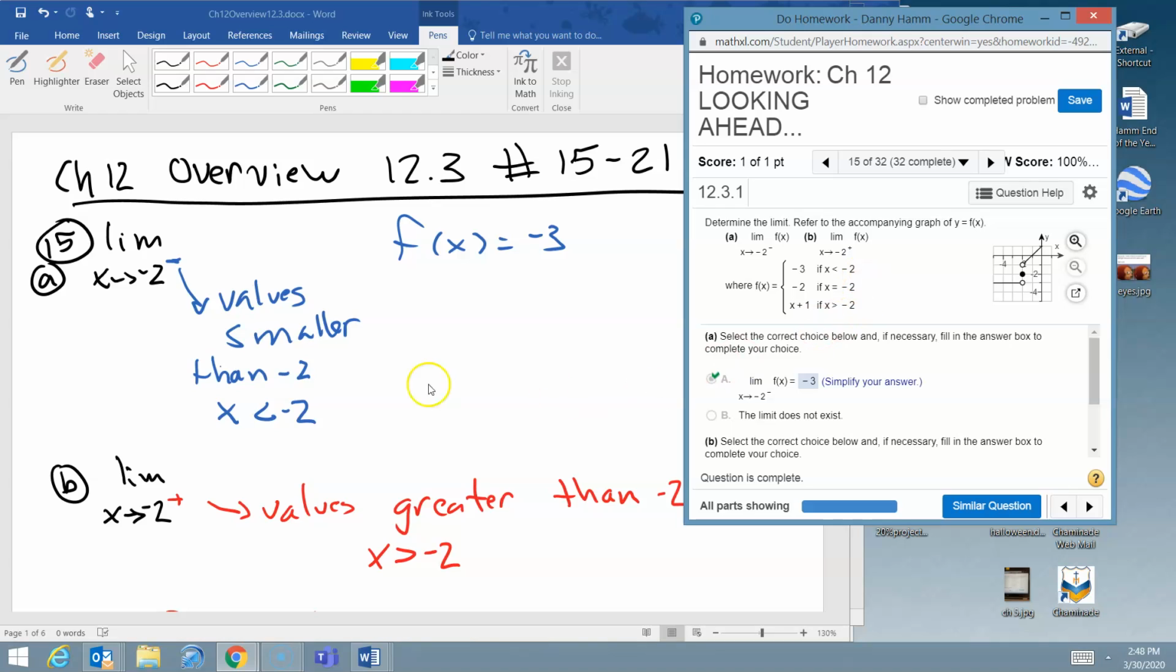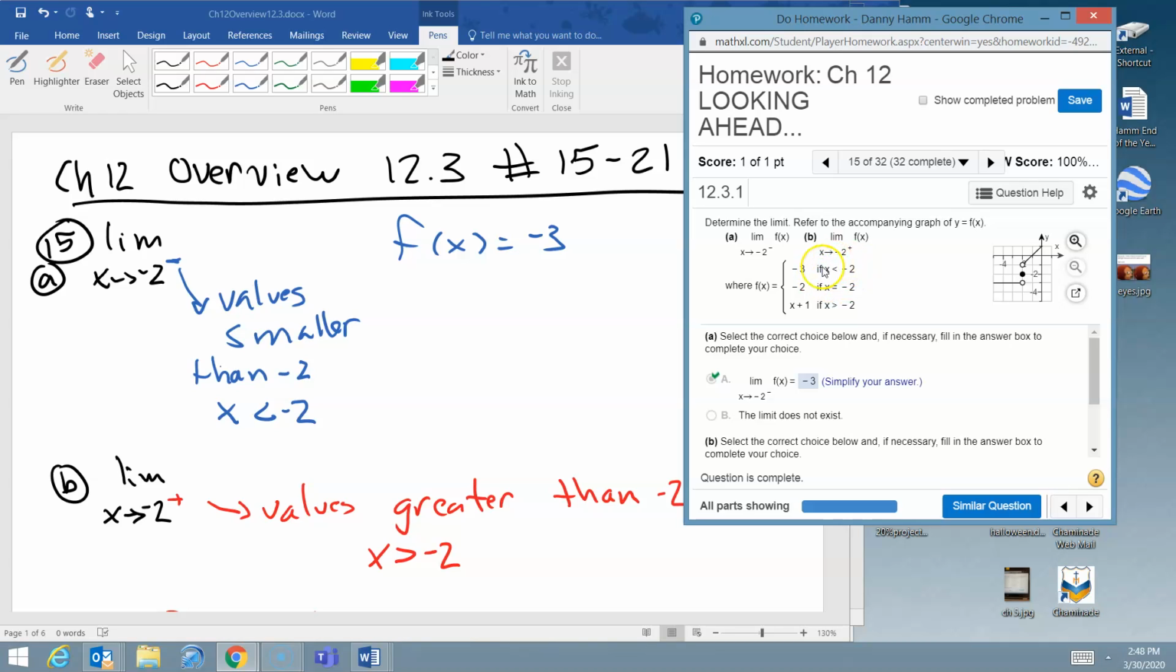Looking at this first one, we're looking at values smaller than it. If you look here, it says x is less than. So we're only looking at this part for the first part, a. That's what this little negative up here means. It doesn't have anything to do with the value. It's just letting us know we're looking at values that are smaller than -2.